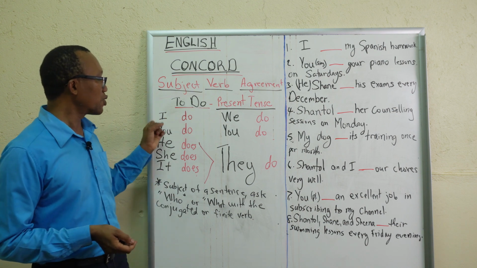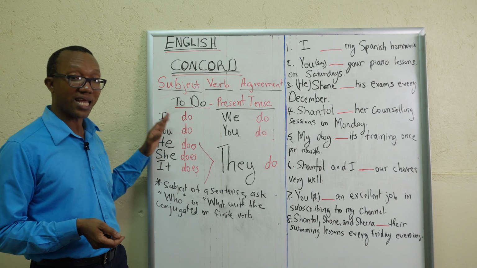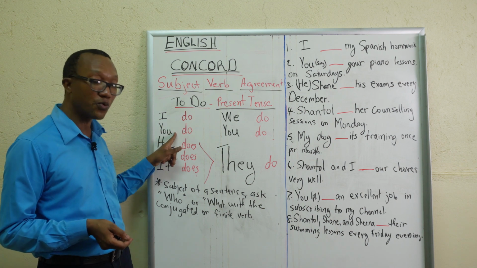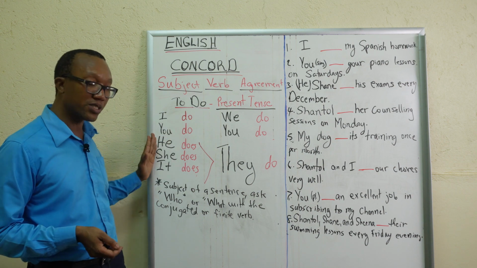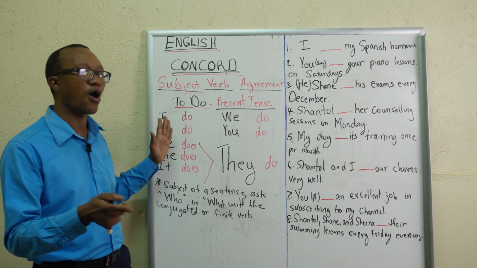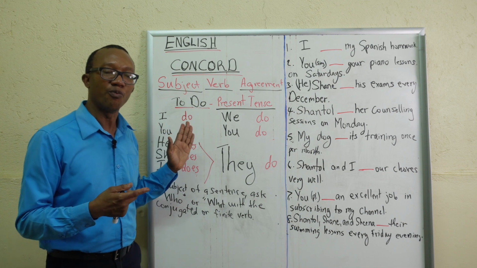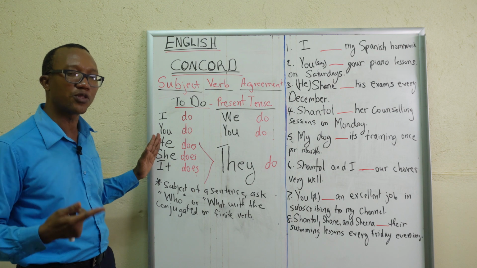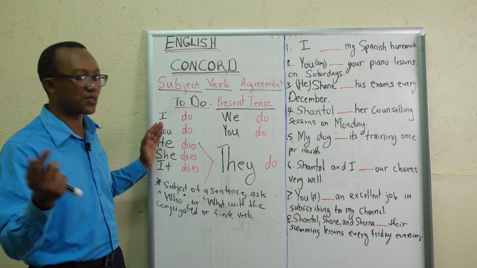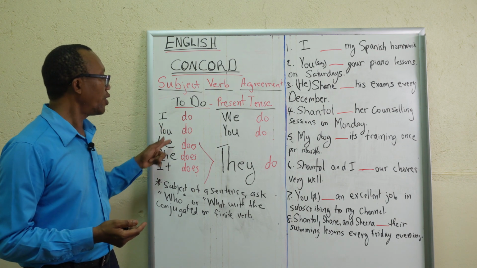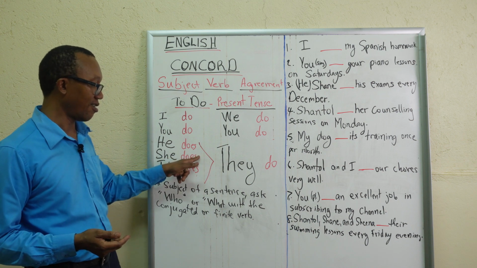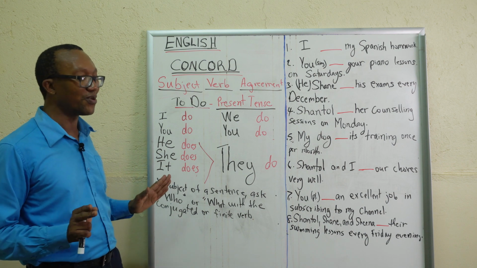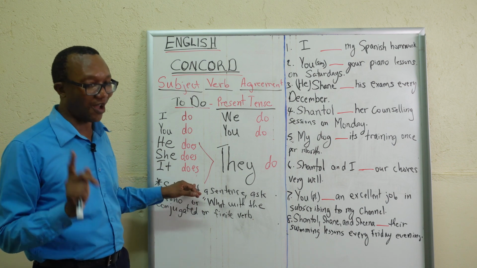All right, so to do: I do. Definitely do goes with I. You do, again, do goes with you, the subject. These are pronouns, and we're going to see in a short while how these pronouns can be replaced with individual subjects, proper nouns and common nouns too. You do, he does. Notice now, not do this time. She does. It does.